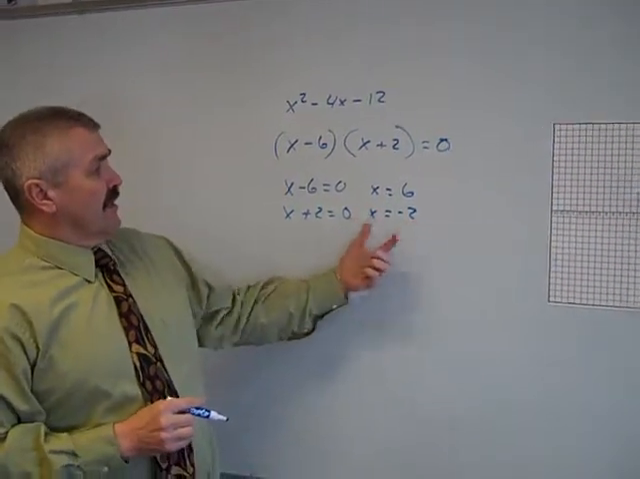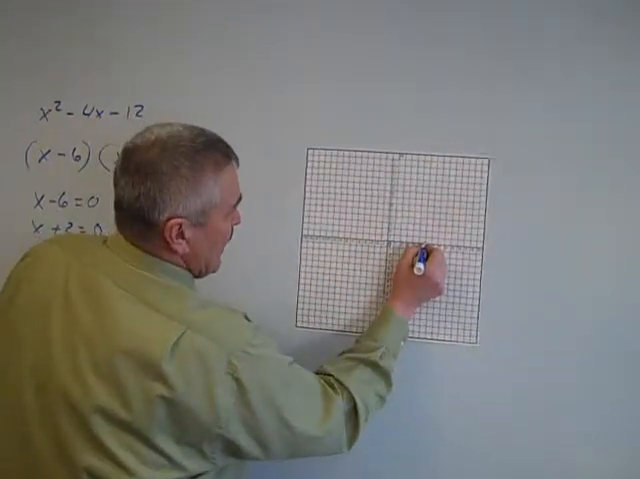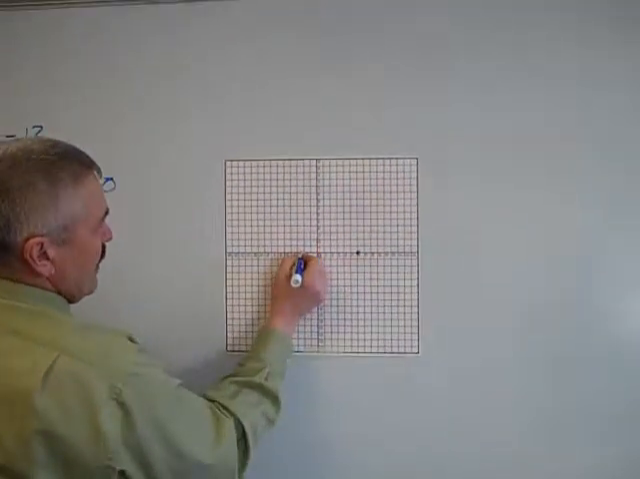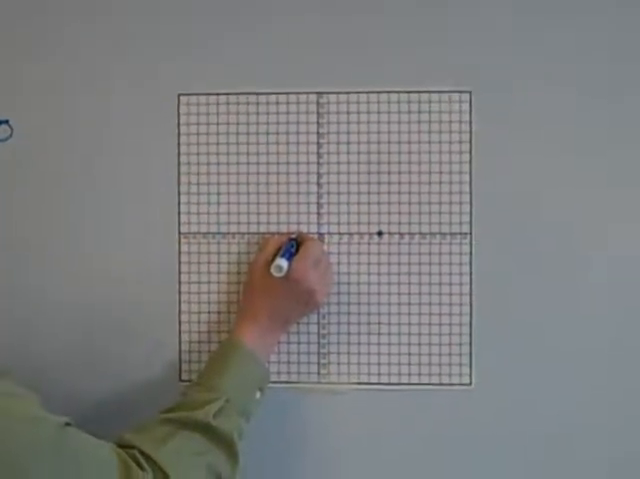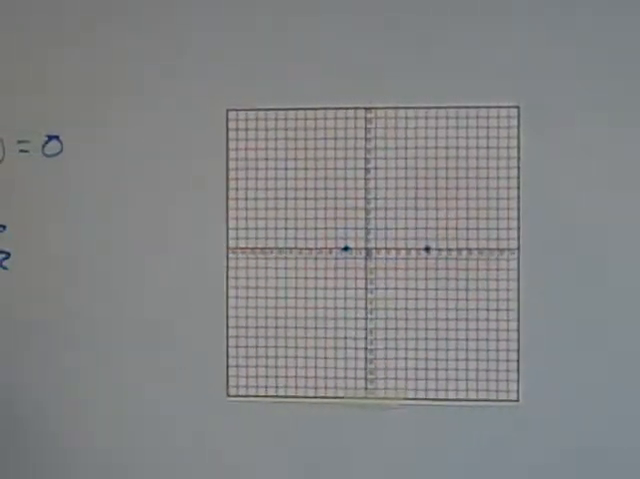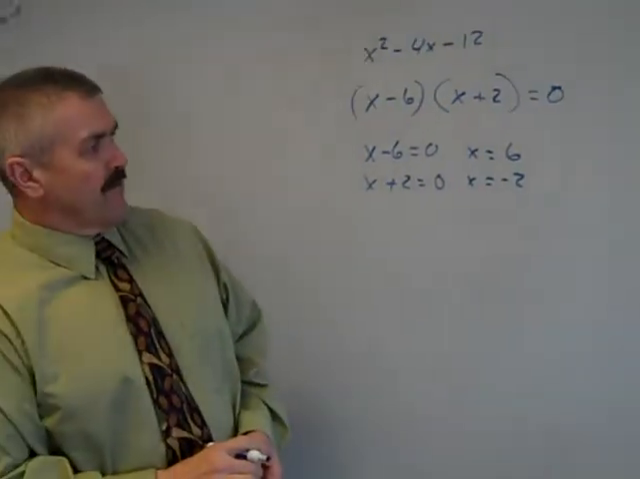If y is 0, x is 6. I can plot that on my graph. And if y is 0, x is also negative 2. So those are my roots on my graph.